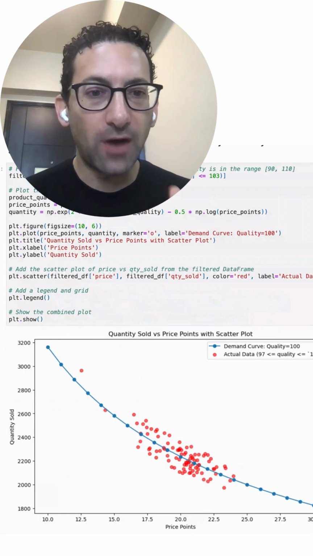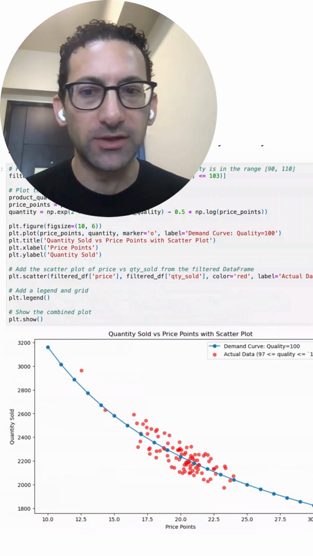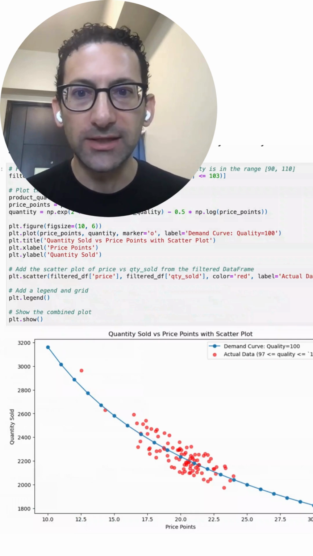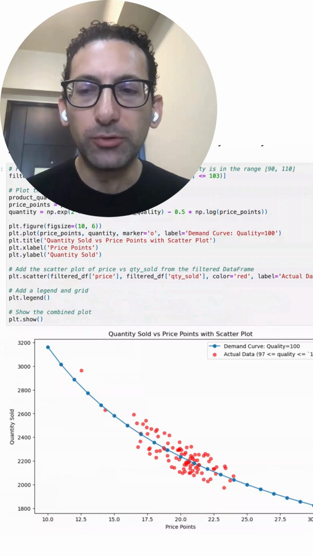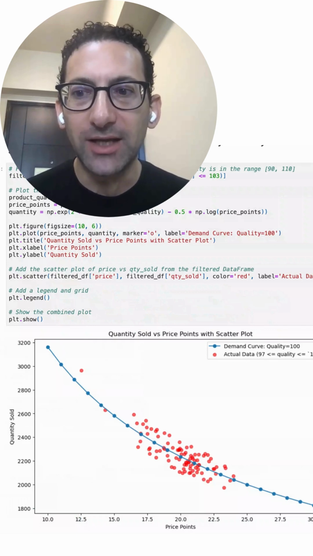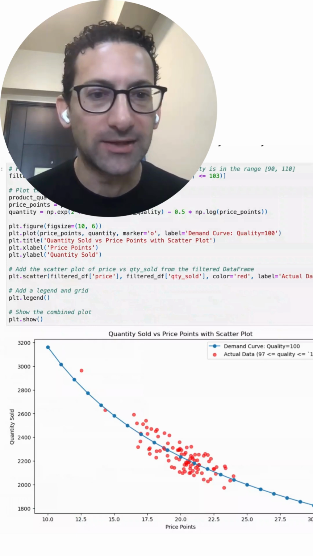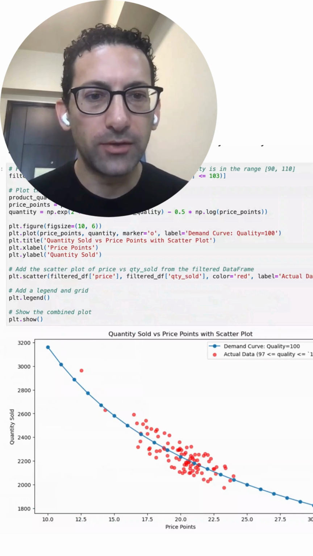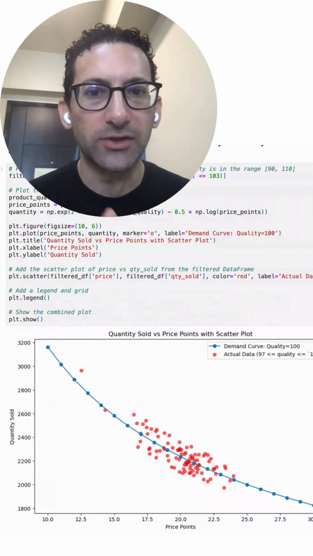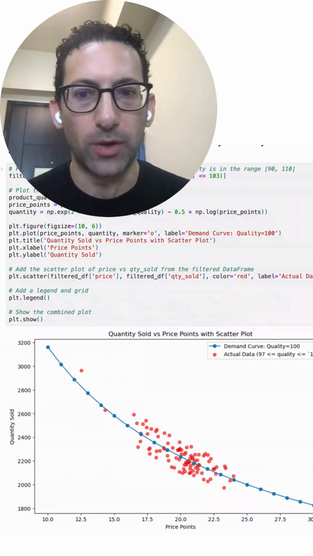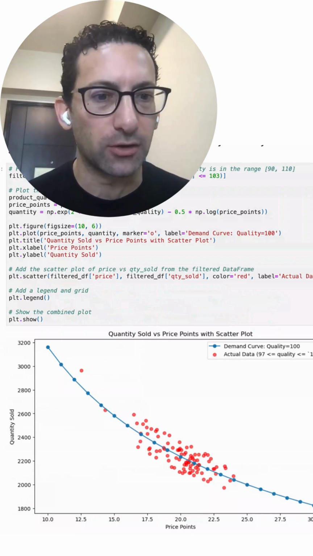Now, because we've defined the relationship between these variables, we can exactly plot out the demand curve. So in this case, for products with a quality equals 100, the blue line represents exactly what the quantity sold would be at different price points. And the red dots are the actual data, but we restrict this to quality that is close to that 100 point. And you can see it generally follows that curve.